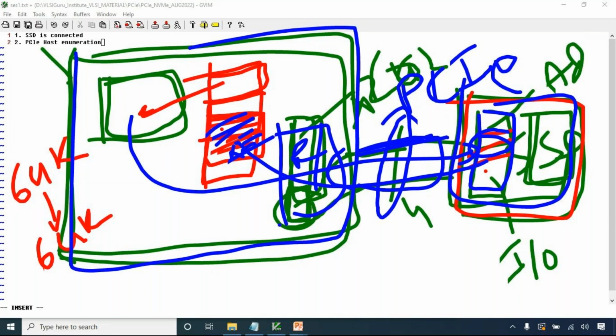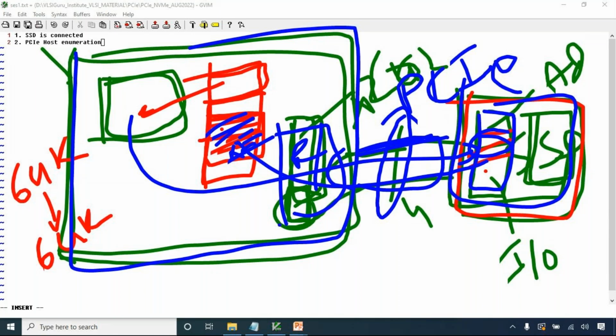Now comes the second part. Now that everything has been set up, we need to initialize the application. What is an application? We are talking about only two things we can do in an application. What can we do? Either you write data into the SSD or read data from the SSD, or probably erase or something, right? That might be the third application. Let us say we want to write some data or read some data.